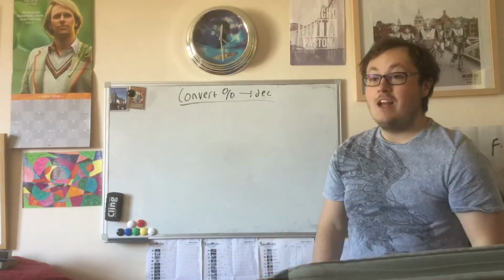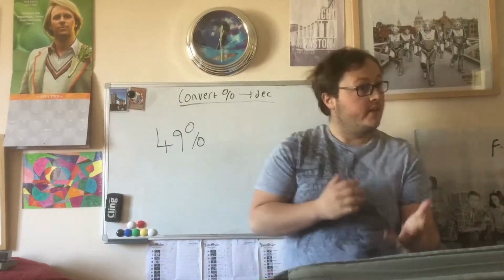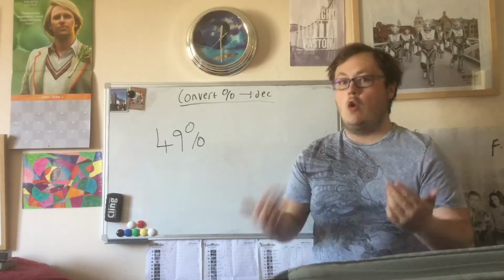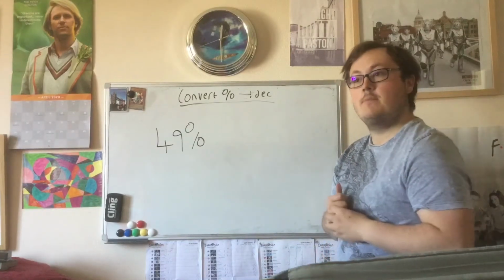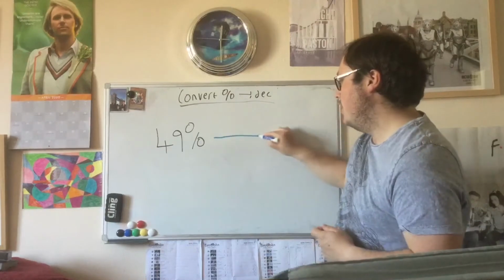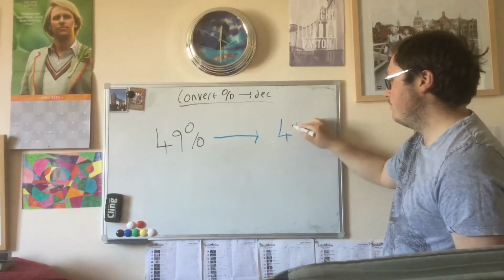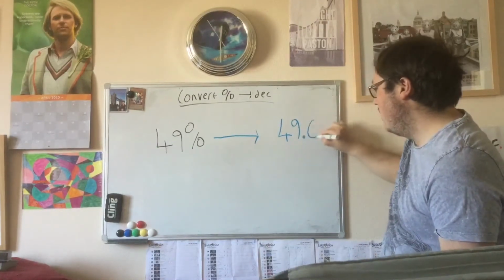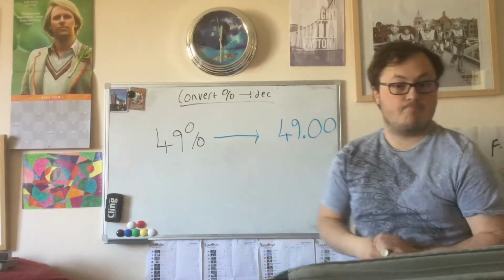We're going to be converting percentages into decimals. Once you understand how to convert percentages to decimals, it will become clockwork. It's so simple when you think about it. So I have 49% and I want to turn it into a decimal. The first thing I'm going to do is write 49, and then put a point for the decimal and then a couple of zeros. You'll know why in a minute.